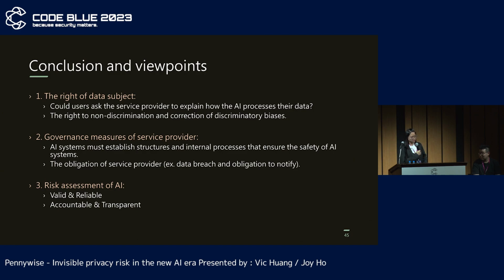The second part is the governance measures of the service provider. AI systems must establish structures and internal processes that ensure the safety of AI systems. We all know that, but we do not know how to ensure it. Also, the obligations of the service provider, such as data breach and the obligation to notify, shall be met when an AI system is developed. The third part is the risk assessment of AI. Our standard is valid, reliable, accountable and transparent. The easiest way to meet the transparency requirement is to notify users and get their informed consent, their agreement.